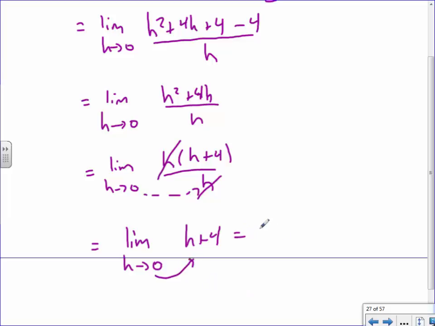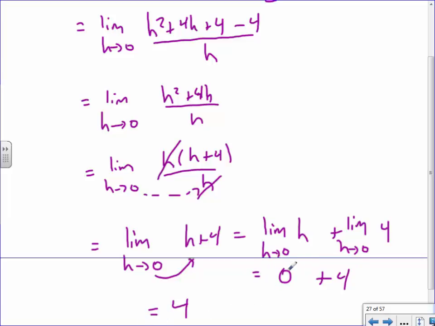Now, can I plug in? Sure. If I really wanted to, I could use my limit rules and say this is the limit as h approaches 0 of h, plus the limit as h approaches 0 of 4. But really, this is 0 and this is 4. So my answer is 4. Notice that I got rid of my limit notation now. As soon as I started substituting in the 0, I'm done. So there, I've now actually solved it.